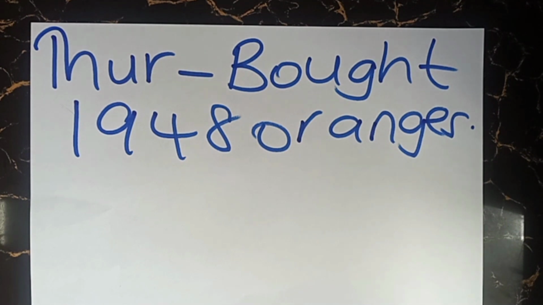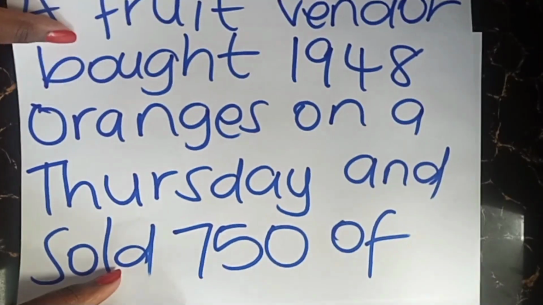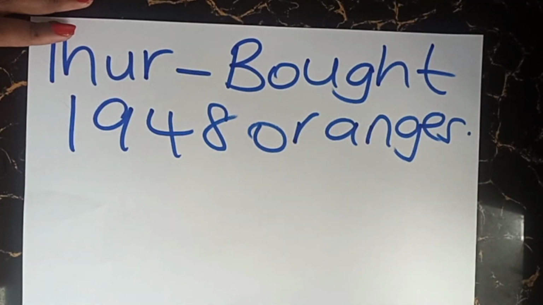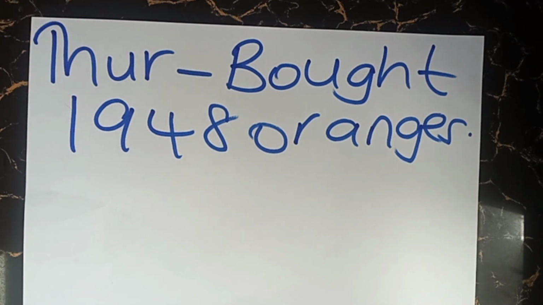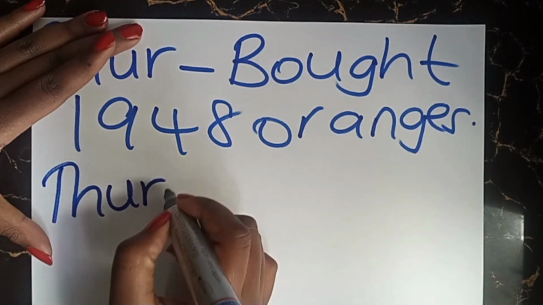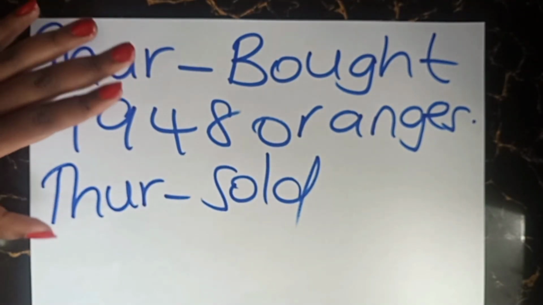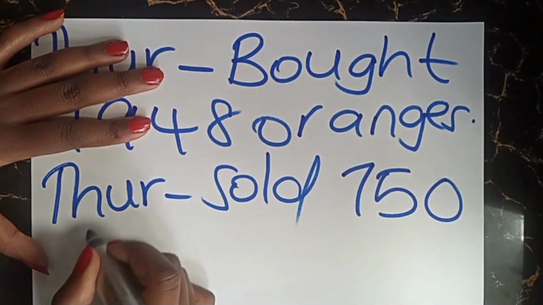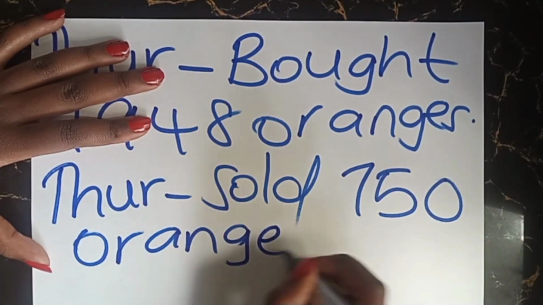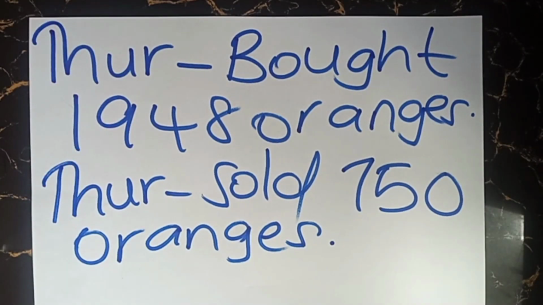Are we together? So we've been told that on a Thursday he bought 1,948 oranges. And we've also been told that he sold 750 of them on the same day. Okay? Yeah, so let's write that out. So on the same Thursday, he sold 750 oranges. Okay?